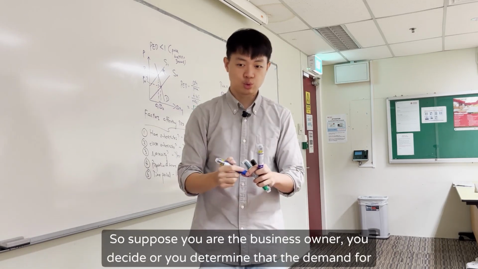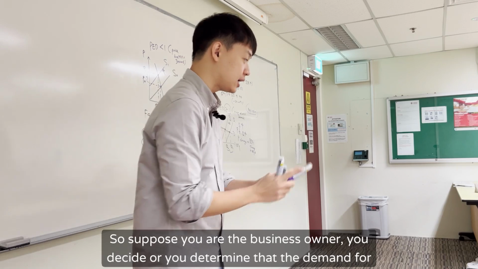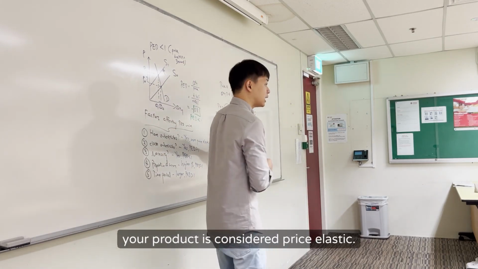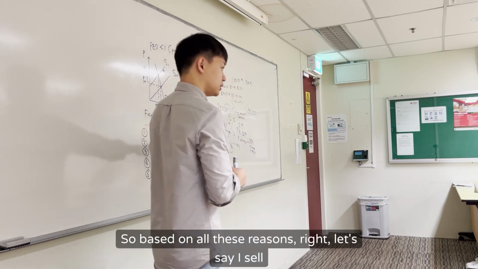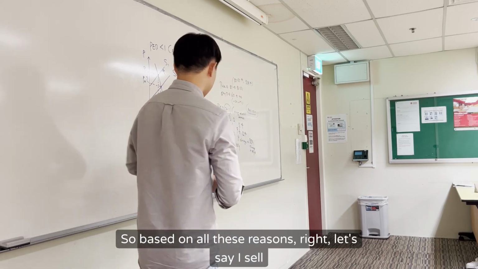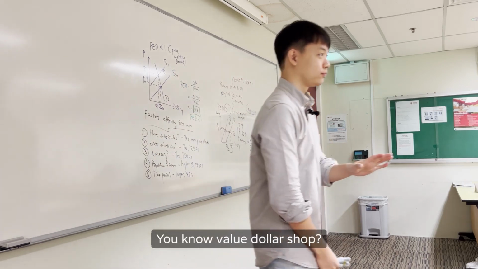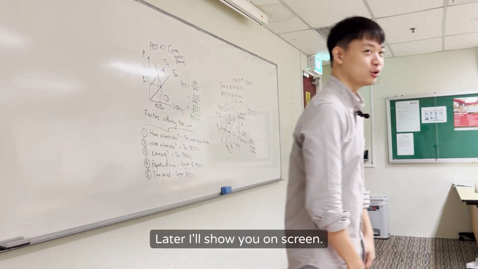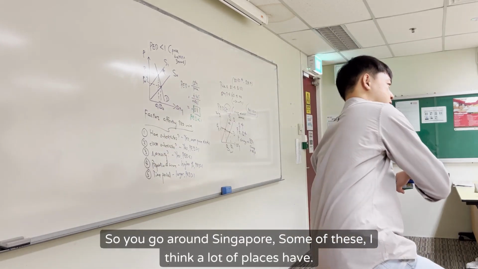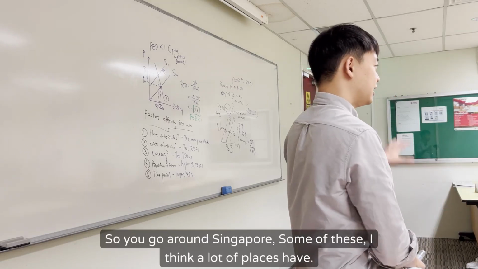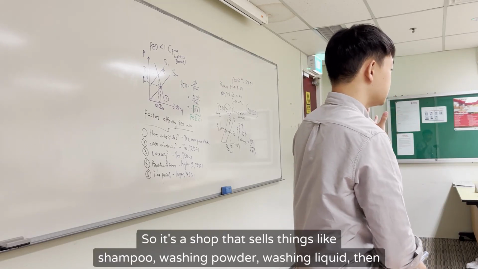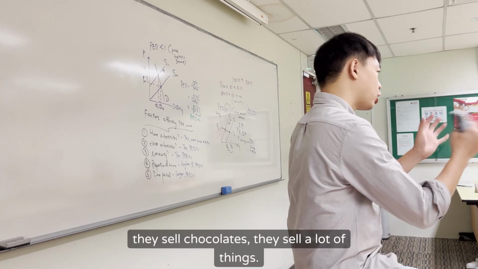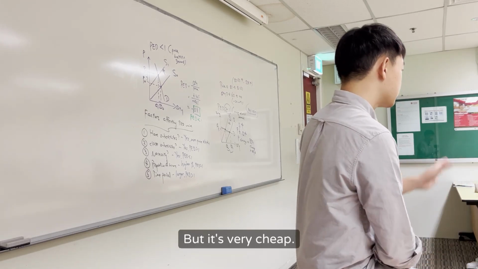So suppose you are the business owner, you determine that the demand for your product is price elastic. Let's say I sell at a value dollar shop. Later I'll show you on screen. You go around Singapore, right? A lot of places have them. It's a shop that sells things like shampoo, washing powder, washing liquid, chocolates, a lot of things, but it's very cheap.